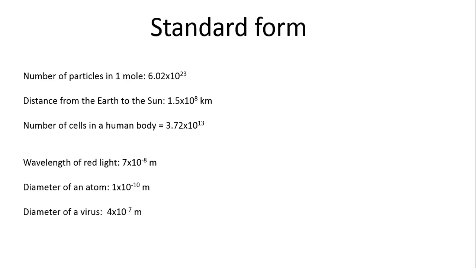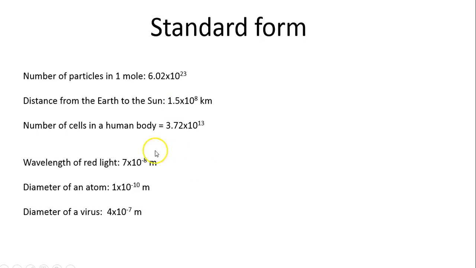So if we look at those numbers again in standard form, we now have this, which is a lot easier to write. A mole is 6.02 times 10 to the 23. So it's easy now to see that there's 23 figures after that 6, rather than having to count them. The distance from the Earth to the Sun is 1.5 times 10 to the power 8 kilometers. The number of cells in the human body is 3.72 times 10 to the 13.